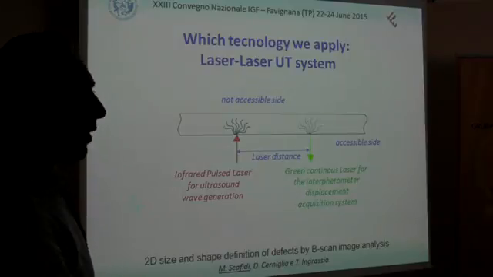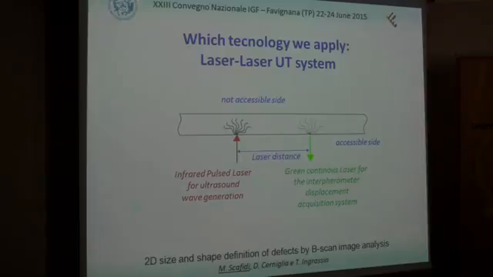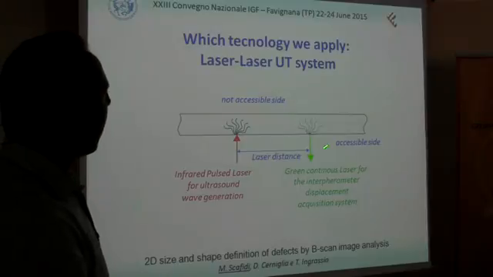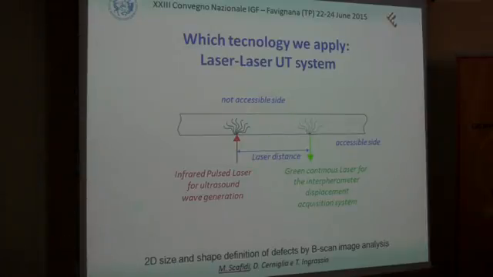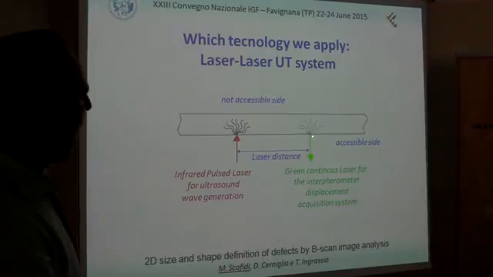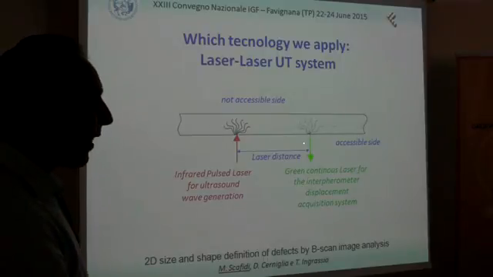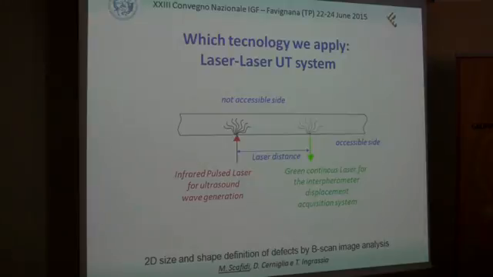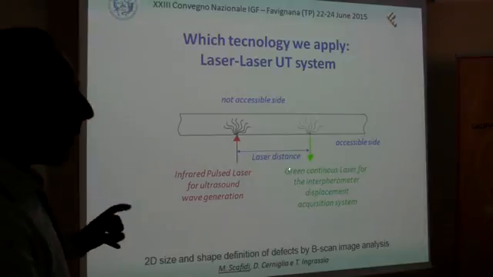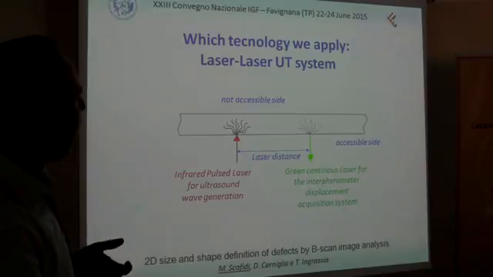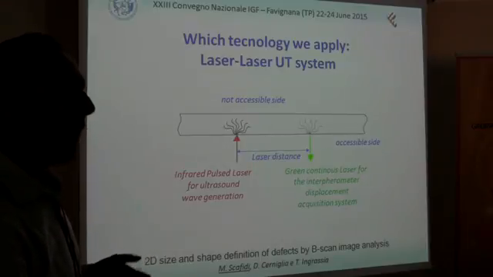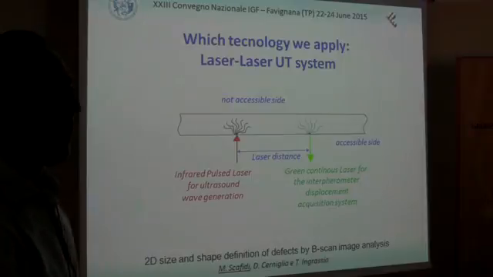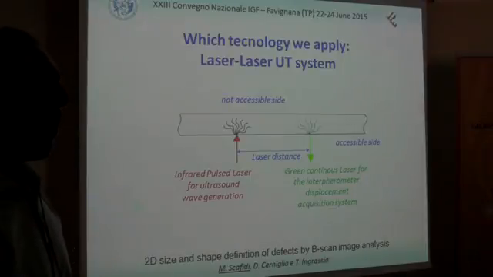And in another point, we use another laser, a continuous laser. It's a green laser, a visible laser. It's part of an interferometer that measures the displacement of the point of the surface perpendicular to the plate. The two lasers are placed at a distance, and we can fix this distance to read here with the interferometer something we want to know.